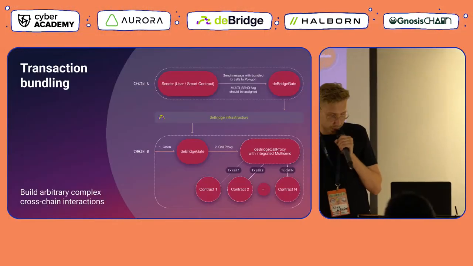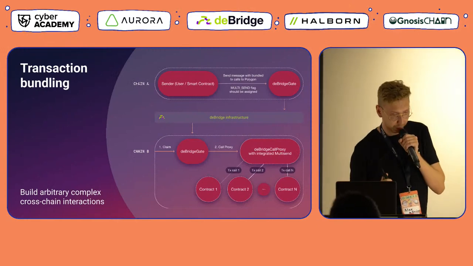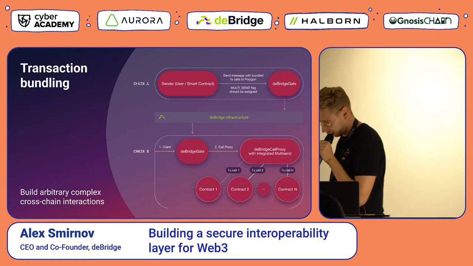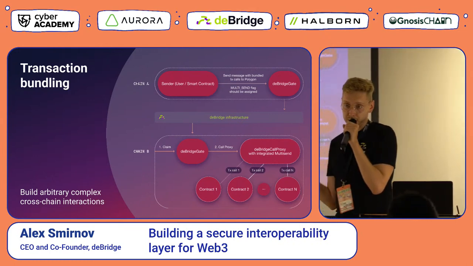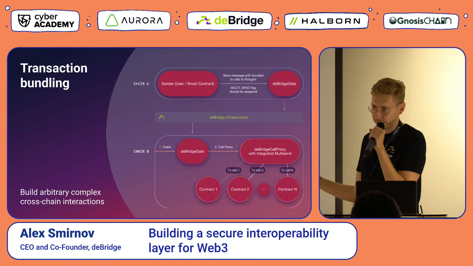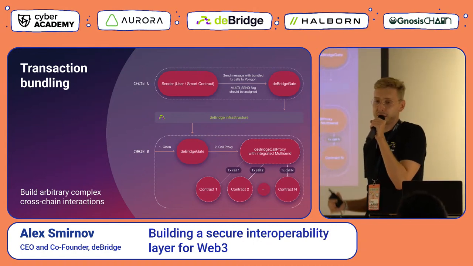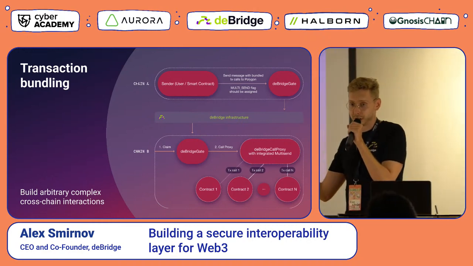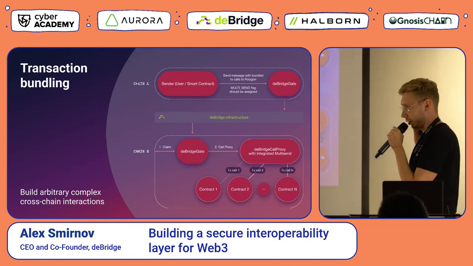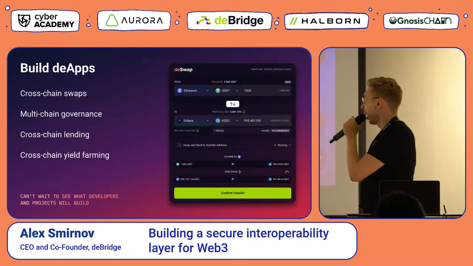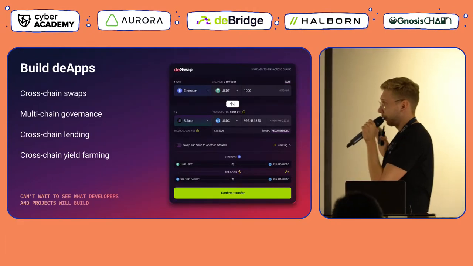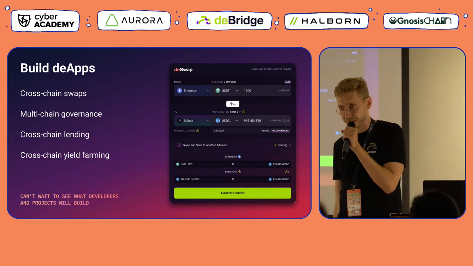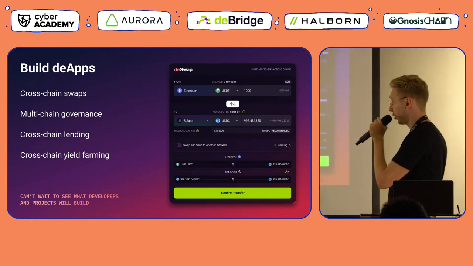And the interesting idea we got to is that you can build arbitrary complex cross-chain interactions and pack it all in a single transaction. Let's say, you can do a cross-chain swap plus stake the resulting liquidity in Aave, or you can do a swap plus open a position in some protocol. So it's all a matter of imagination, right? And this kind of framework allows building so-called DApps. We call DApps the applications that are built on top of deBridge infrastructure.